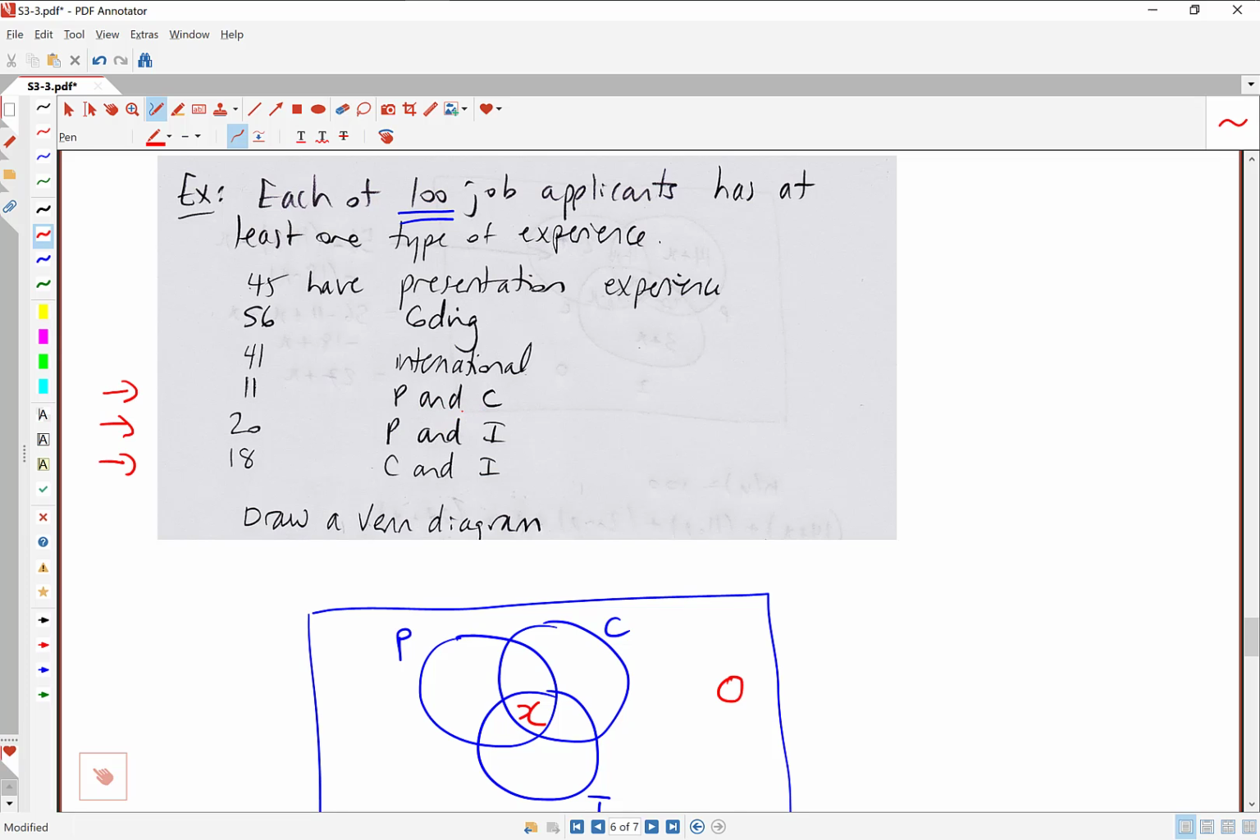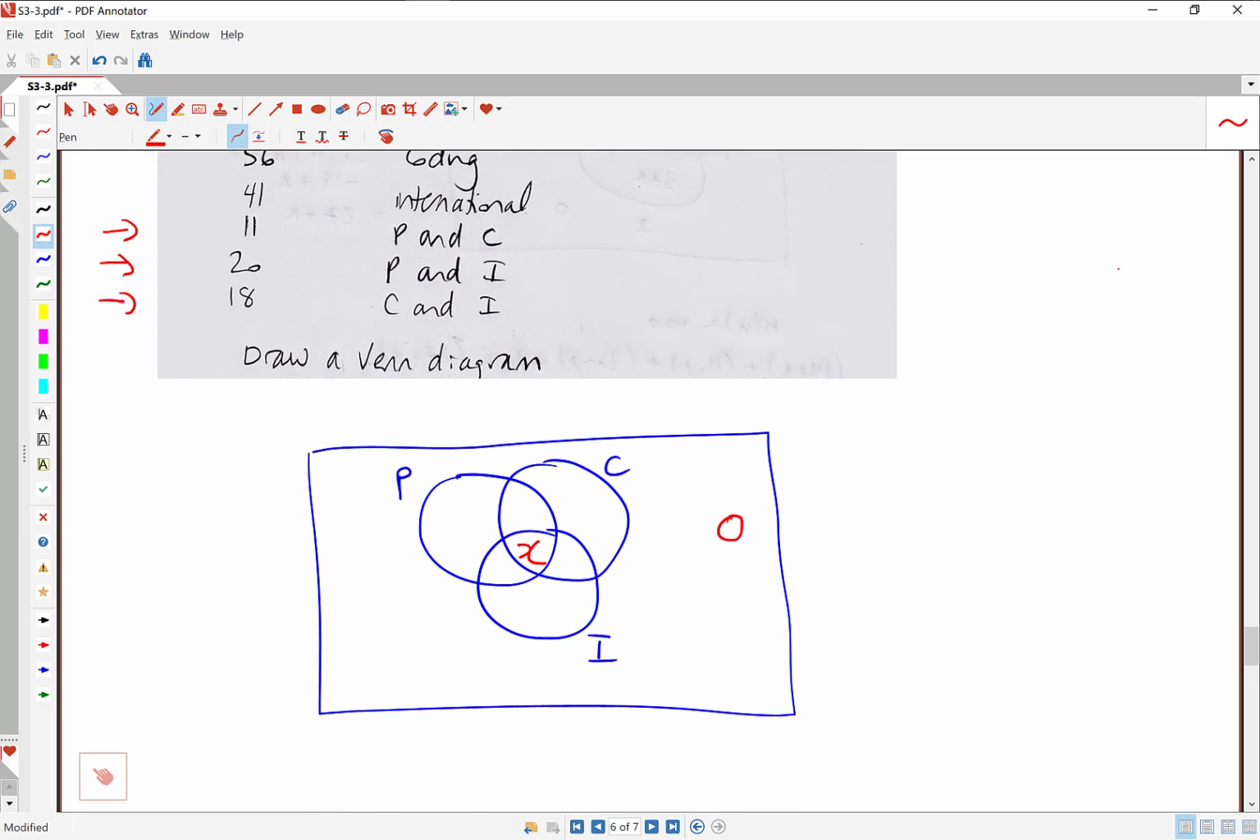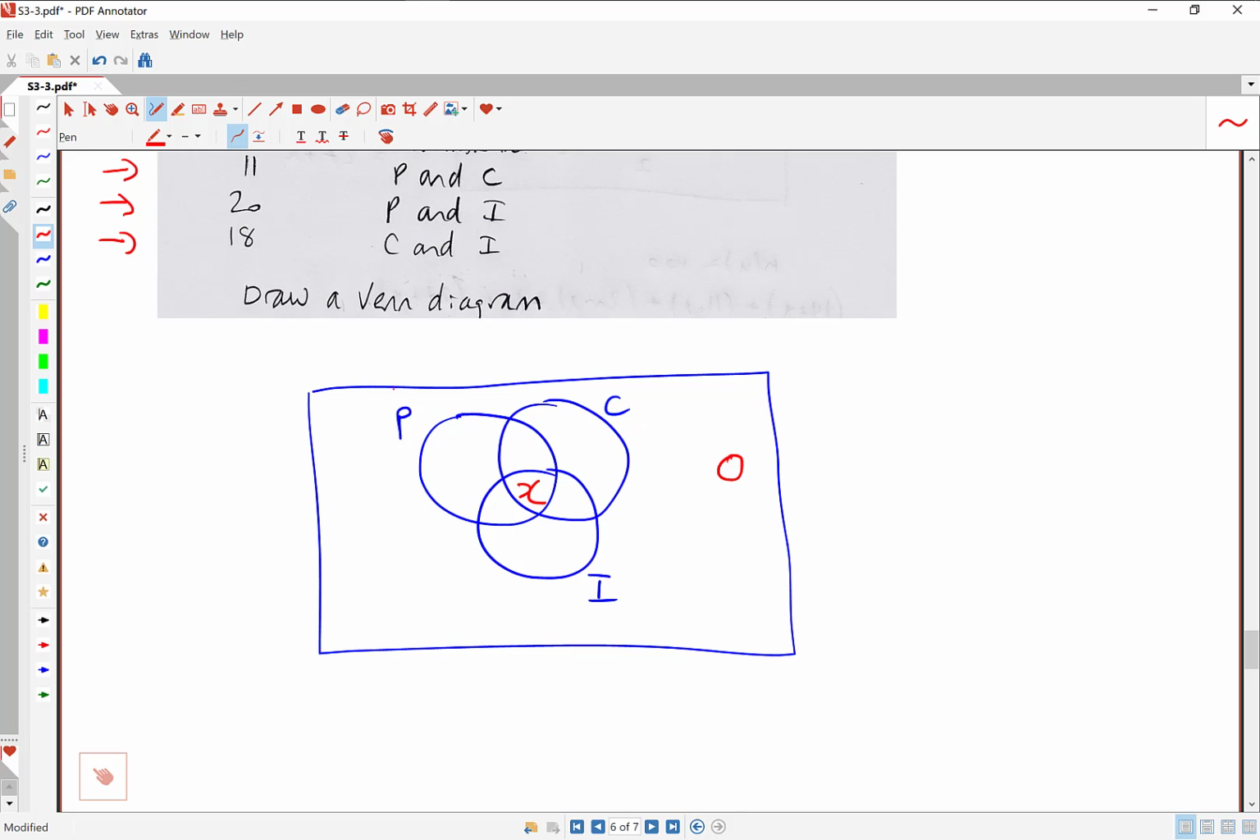Specifically, let's start with presentation and coding. We know that 11 applicants have presentation and coding experience. So that means this number here is going to be 11 minus the X that we've already accounted for. Now we don't know what X is, so we're just going to call that 11 minus X. And in a similar way, we'll be able to get this number and that number.